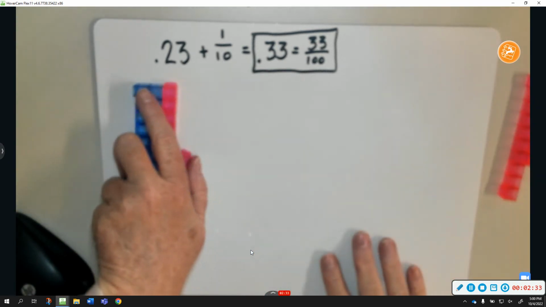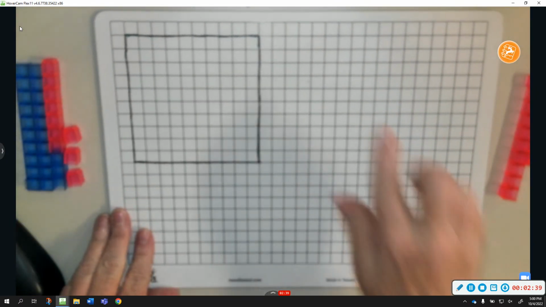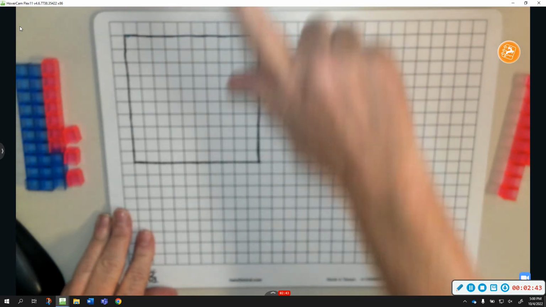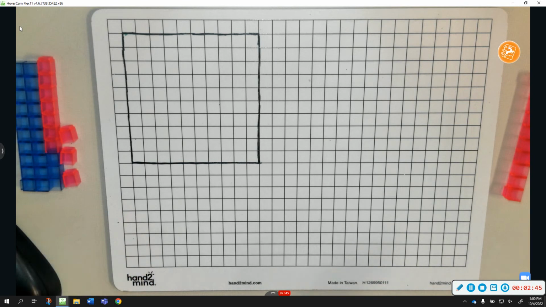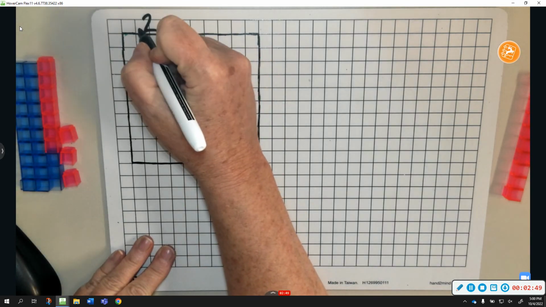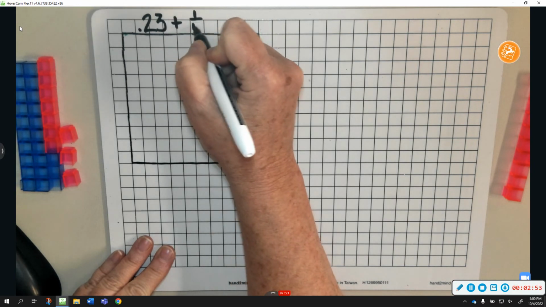All right, so this would be the way that we model with concrete manipulatives. I'm going to turn the board over and show you another strategy. I'm going to try to focus this a little bit better. There we go. And we had 23 hundredths plus 1/10.